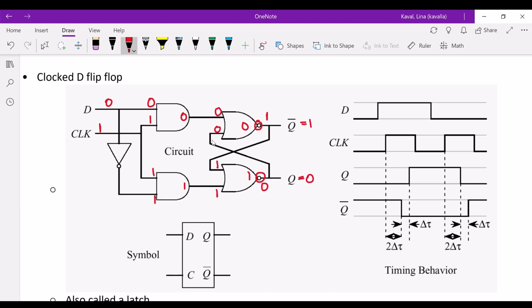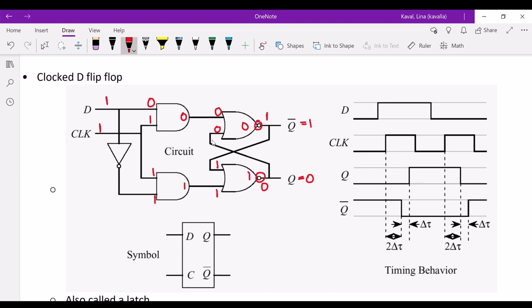How do we know this worked? Because obviously these two are complements. So as long as these values are the opposite, we don't have to worry. That means our D flip-flop worked. So let's say our D value is now 1. All right, this is going to change some stuff.